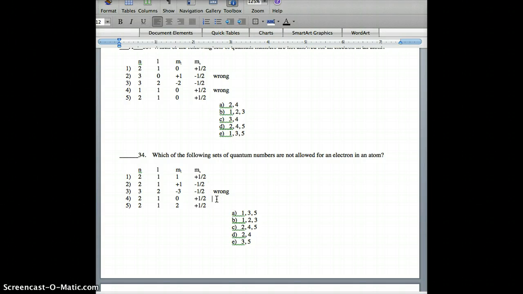Down here, you got a 2s. So that one looks fine. That means this one must be wrong. So you got to, yeah, that's incorrect. Because if you have a 2s, you can't have an m value of positive 2. So the answer would be E, 3 and 5.